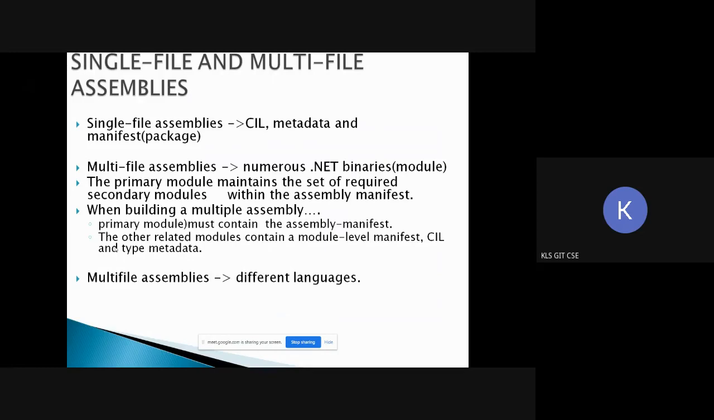Now, more about multi-file assemblies. They are used when different modules of the application are written in different languages. Why should we choose to create a multi-file assembly? Multi-file assemblies make the downloading process more efficient. They enable us to store the rarely used types in separate modules and download them only as and when needed. So that makes things very efficient.